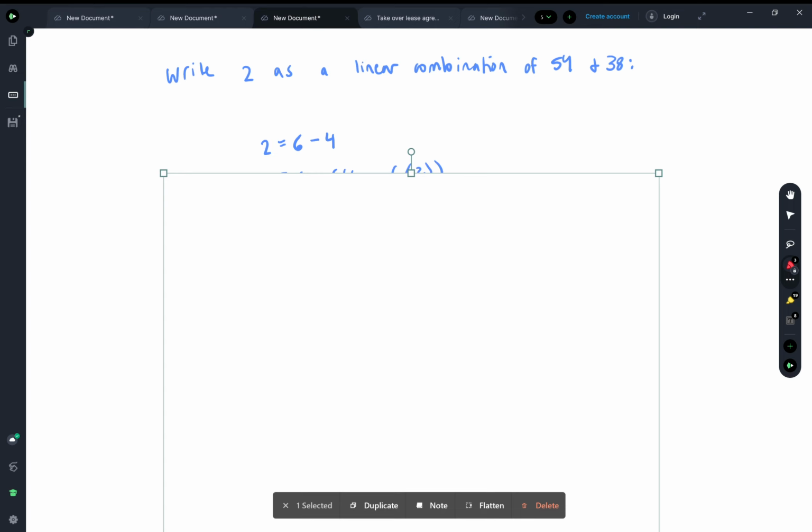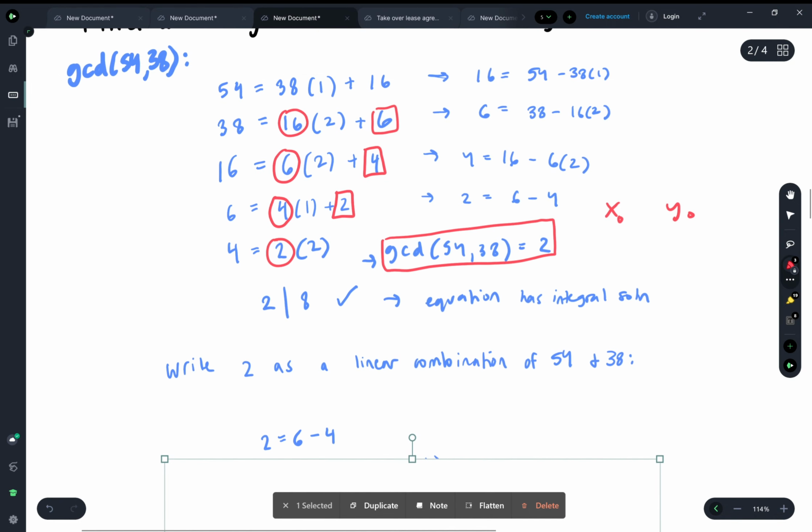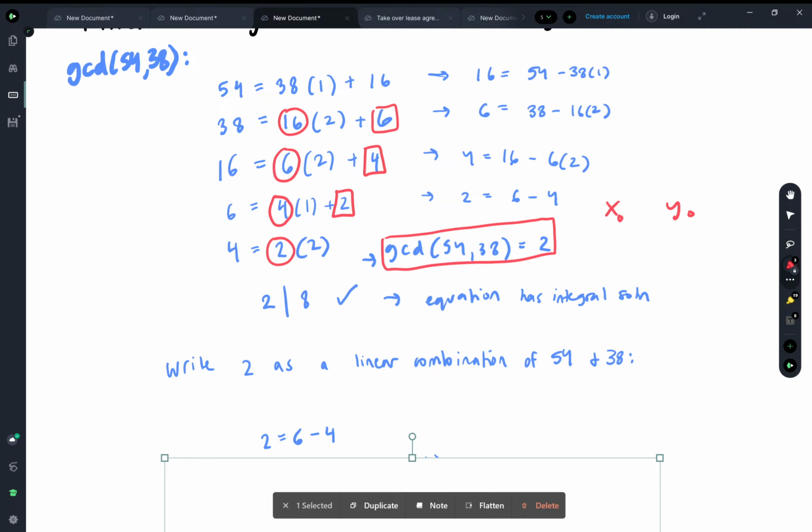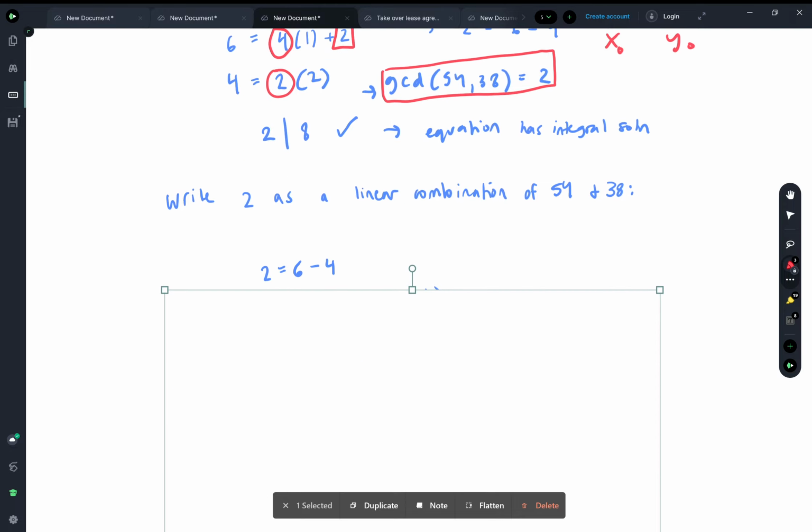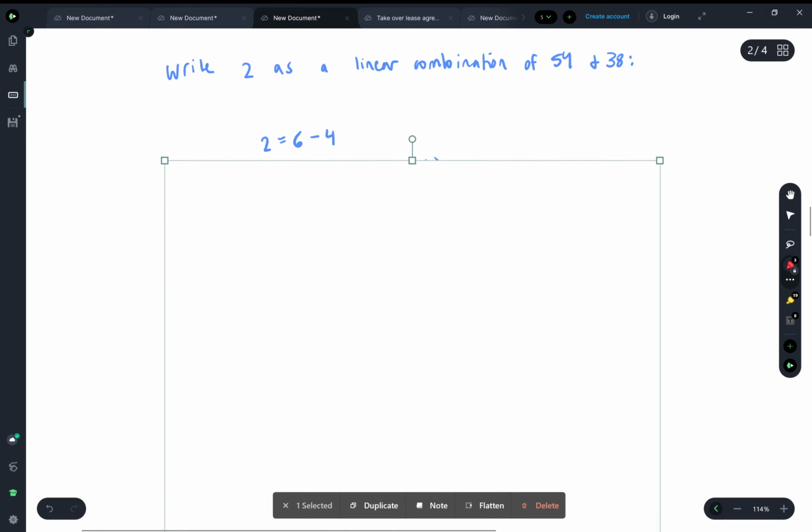So we start off with 2. And we know from above, from our Euclidean algorithm, that 2 is equal to 6 minus 4. So we can start off with that: 2 equals 6 minus 4. Now we want to play around with what we have and try to achieve this part using only 54 and 38, multiples of 54 and 38. You'll see what I mean as we move forward.